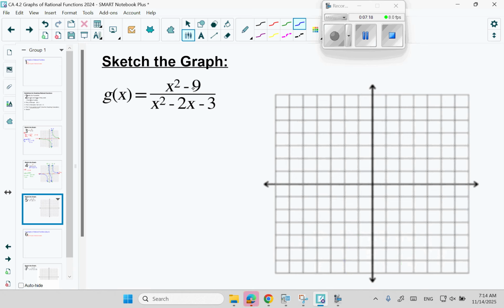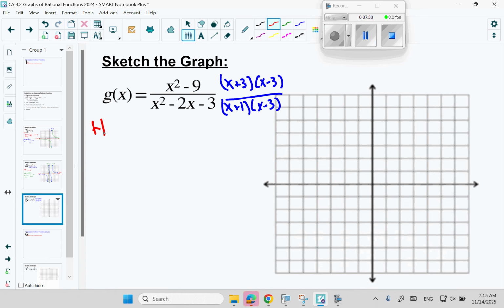We have x squared minus 9 over x squared minus 2x minus 3. So we can factor x plus 3, x minus 3. This turns into x plus 1, x minus 3.